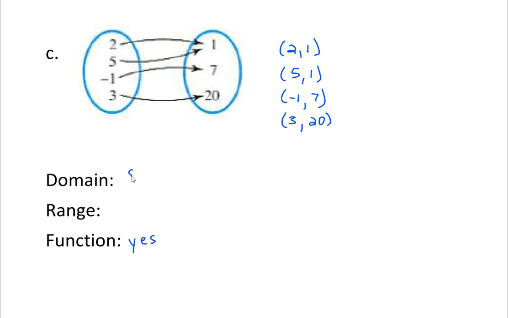And then we can list the values of the domain as 2, 5, -1, and 3. And then the values in the range would be 1, 7, and 20.